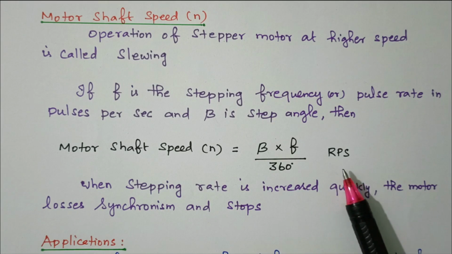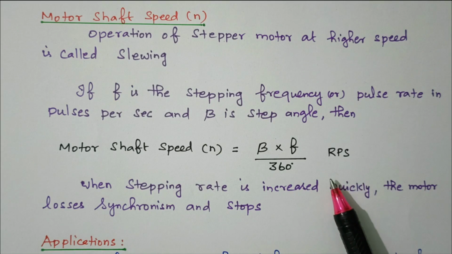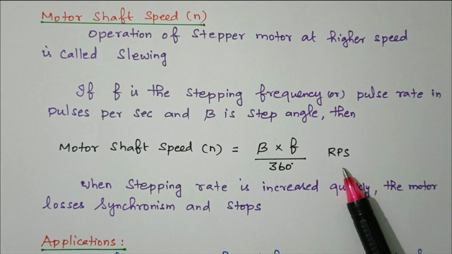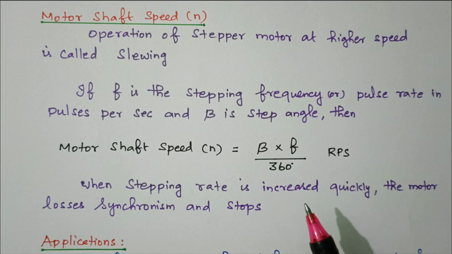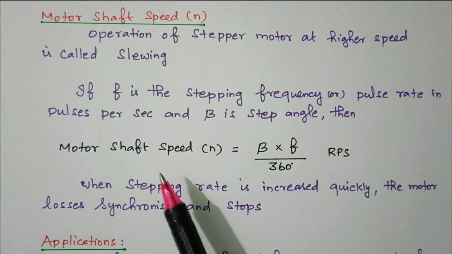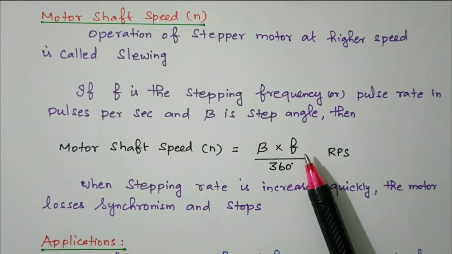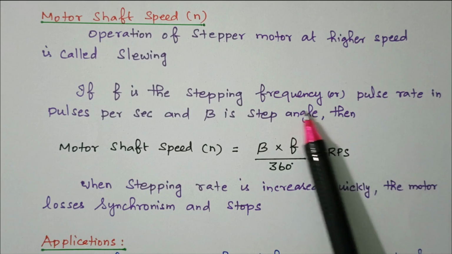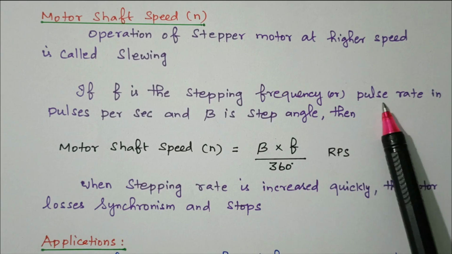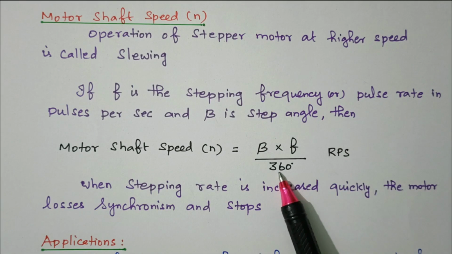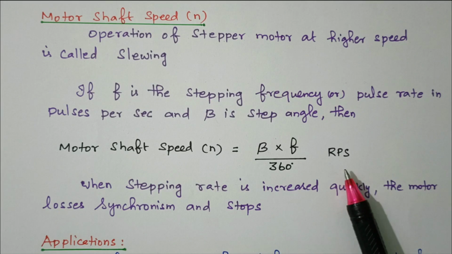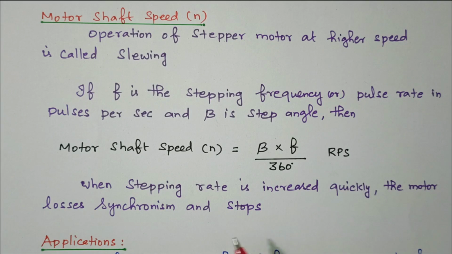Normally in a motor, the speed N is given in revolutions per minute or revolutions per second, based on 120 F by P, that is, based on the frequency and number of poles. Similarly here, the motor shaft speed is based on the step angle and the frequency of the pulse, the stepping frequency or pulse rate, divided by 360 degrees. That will give the shaft speed.